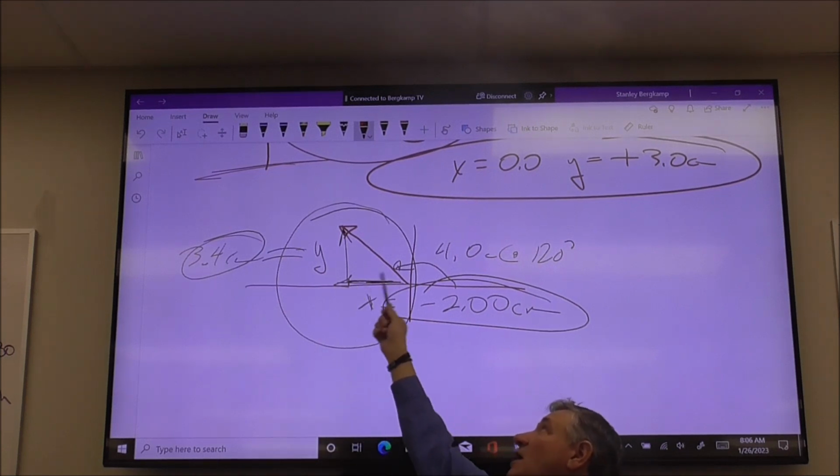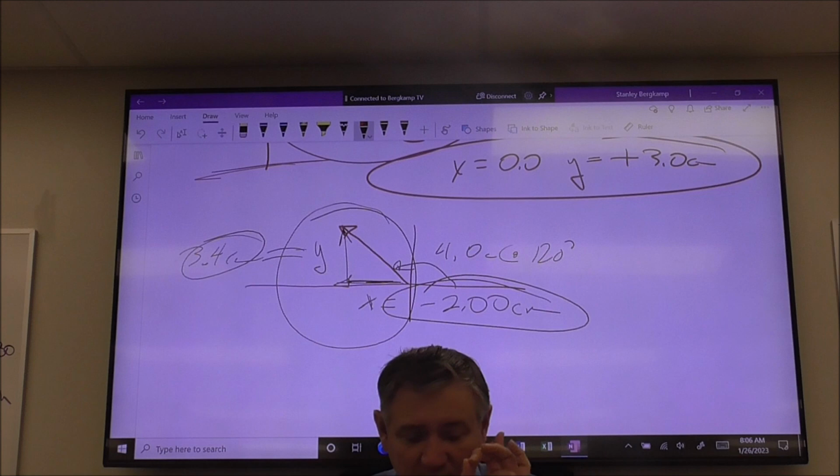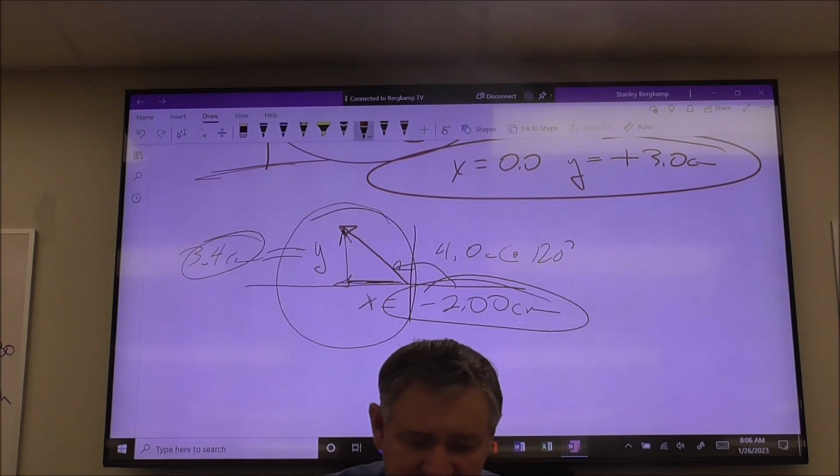Do you go x, y? Do you go one vector and an angle? Okay? It's the exact same point. It's just different ways of getting there. Now, you need to do this one more time, and that's going to be that vector D.